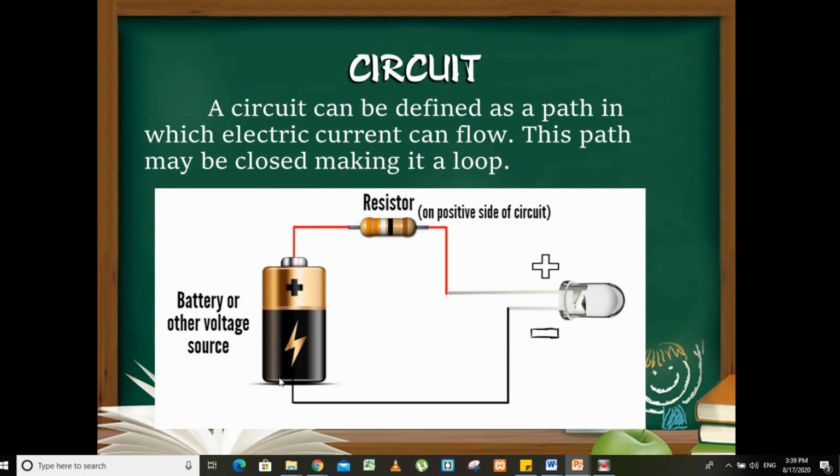But the battery has the positive and beneath it is the negative. So when connecting this, you have to connect a wire to the positive terminal of the LED, and a wire connecting the negative terminal of the battery to the negative terminal of the LED.